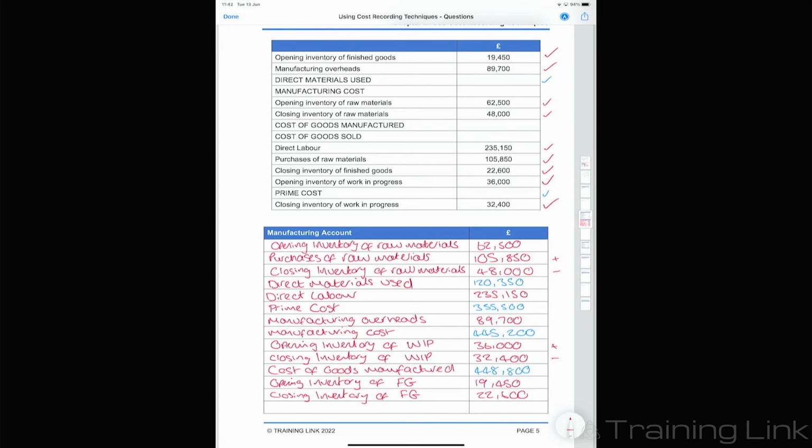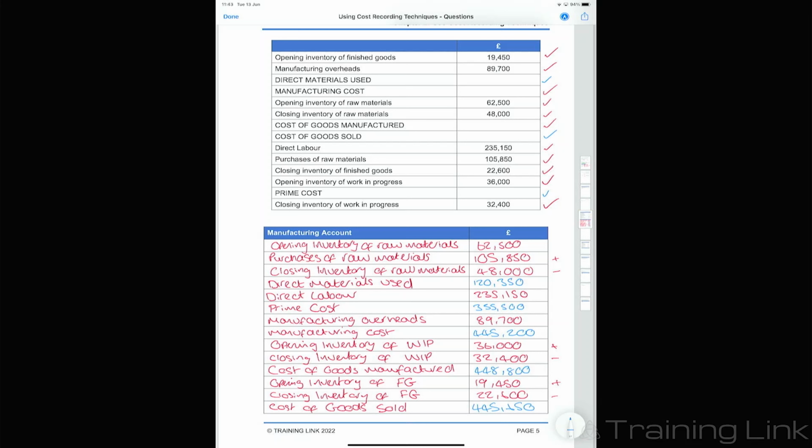Okay, what that will then give us is our cost of goods sold, and again we take the cost of goods manufactured, we add the opening inventory of finished goods, and then we deduct the closing inventory of finished goods, which should give you a final figure of 445,650. Okay, and that's everything in there posted into the manufacturing account.